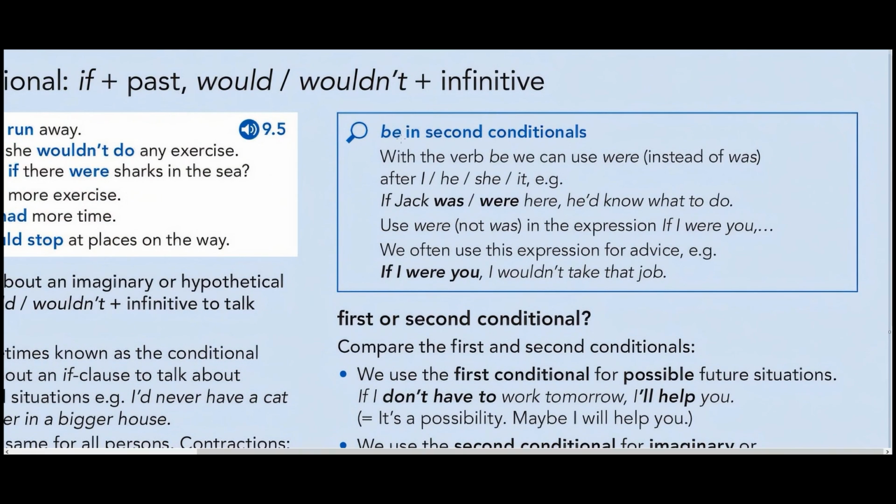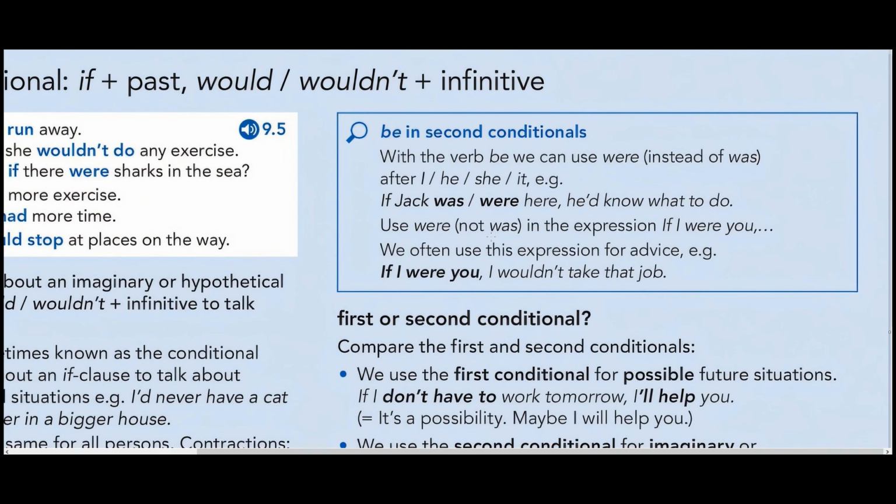Дальше у нас глагол to be во вторых условных предложениях. С глаголом быть или be мы можем использовать were вместо was после I, he, she, it. То есть, да, здесь уже это не такая условность, можно говорить I were, а можно говорить I was, но это все именно для второго conditional. То есть так-то у нас идет I was, she was и так далее. Это именно здесь. Вот, например, можно сказать: if Jack was here, he'd know what to do. Или if Jack were here, he'd know what to do. Можно и так, и так. То есть, если бы здесь был Джек, он бы знал, что сделать.